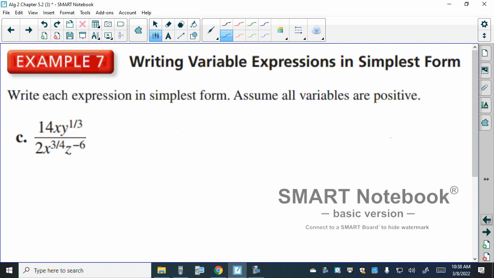This is the last one. And we need it in simplest form. We'll finish this one up here, and then we'll do the one last one tomorrow to finish this up. And this one here is actually easier than it looks, because the first thing I would do is divide the two numbers. 14 divided by 2 is 7. Whenever we have like bases, I'll answer in a second, we subtract the exponents. So it'd be x to the 1 minus 3/4.